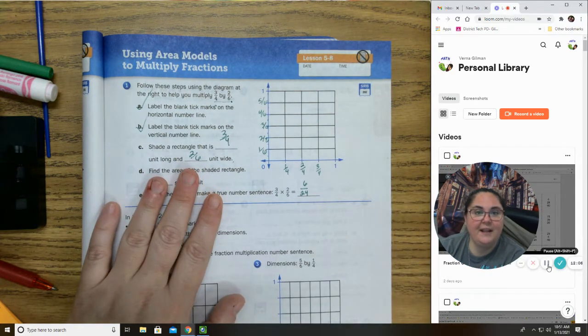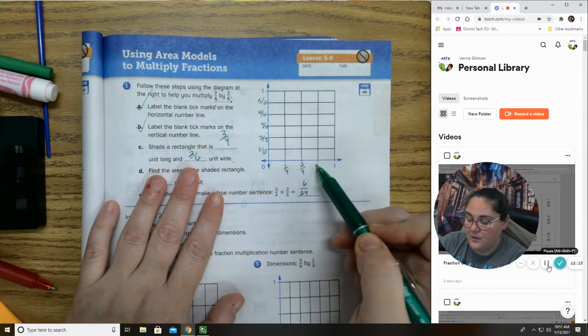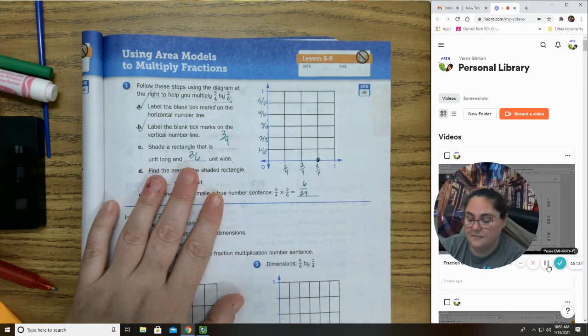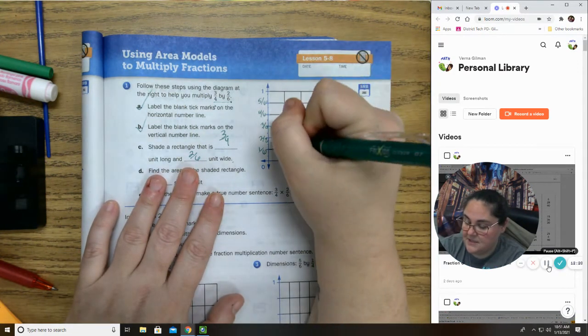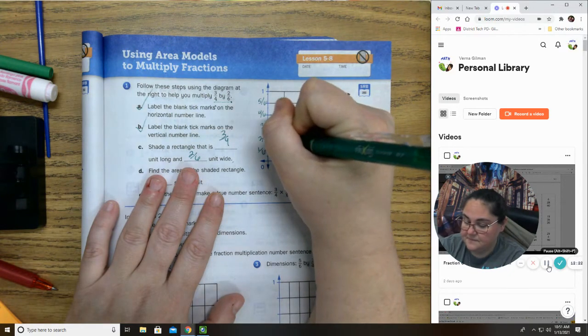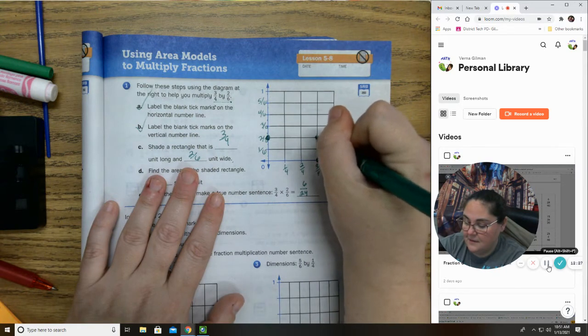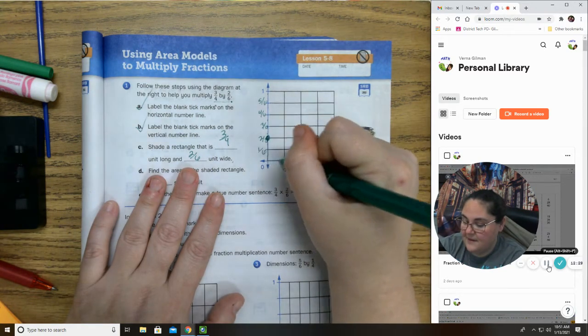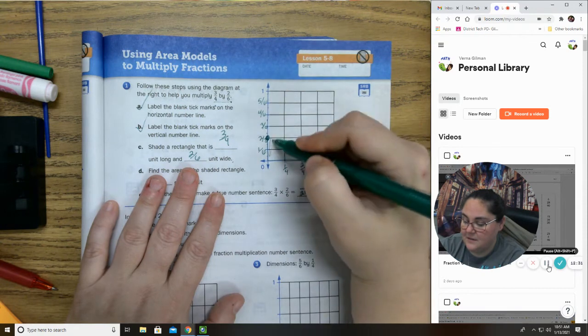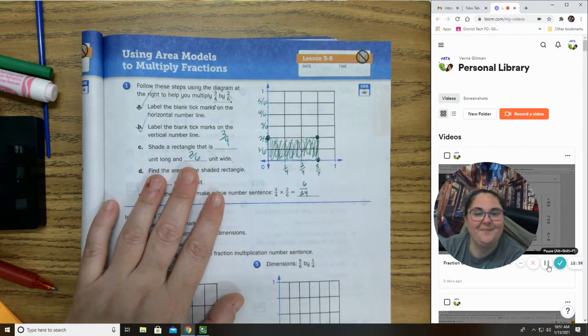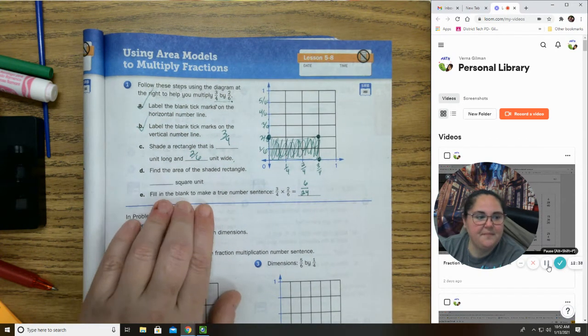All right, let's shade that rectangle. The way that we do this is we, again, use it like an ordered pair, like a coordinate. Go over to 3/4, and I put a dot. Go up to 2/6, and I put a dot. I put a dot where they meet. And guess what? Now we have our rectangle that we can shade. Done. That's a good way to do this question.